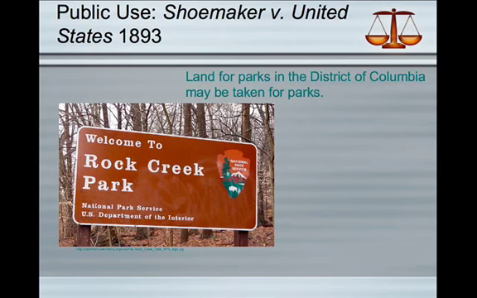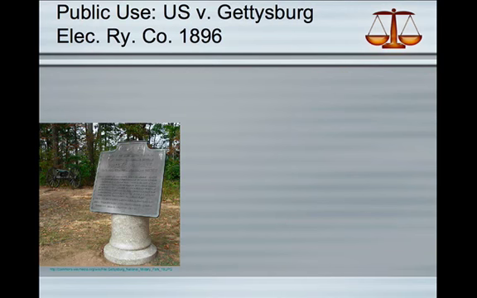Another one, Shoemaker versus the United States, 1893. Land for parks in the District of Columbia may be taken for parks. I guess that's a little redundant, but so the concept of aesthetics of a community as public use comes in.